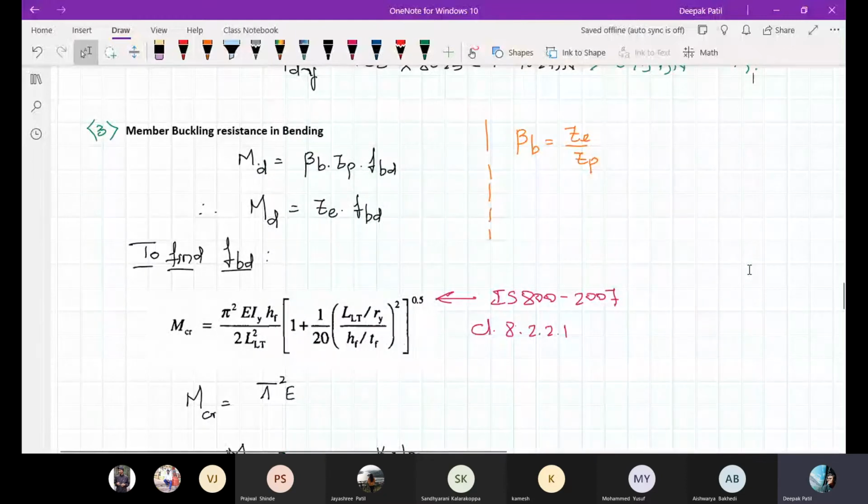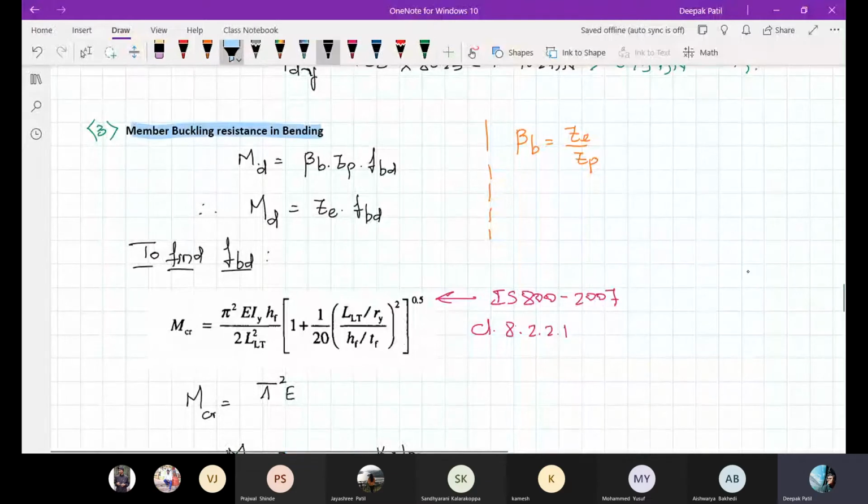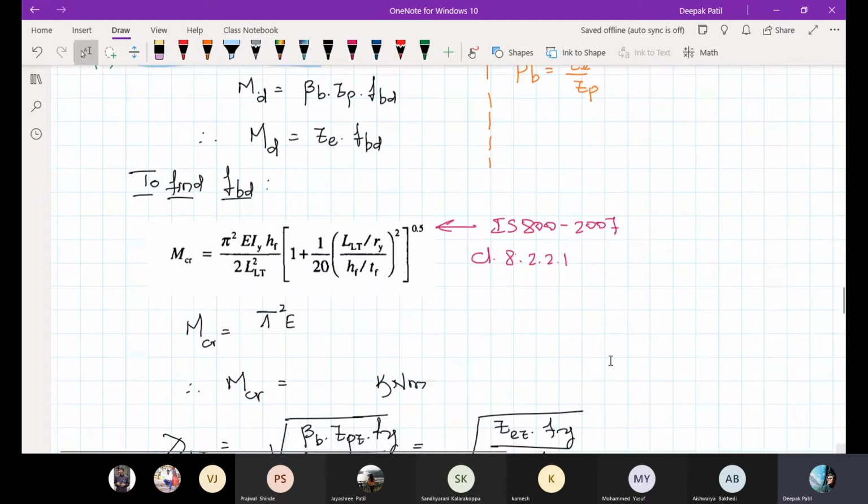Now we'll come to the third check, wherein we will be actually checking the member buckling resistance in bending. The formula is MD is equal to beta B ZP into FBD. But since beta B is equal to ZD divided by ZP for the semi-compact sections, the formula reduces to this form. That is MD is equal to ZD into FBD. So now we need to calculate FBD. To calculate FBD, first I need to calculate MCR, that is elastic critical moment, which can be found using IS 800 2007 clause 8.2.2.1.